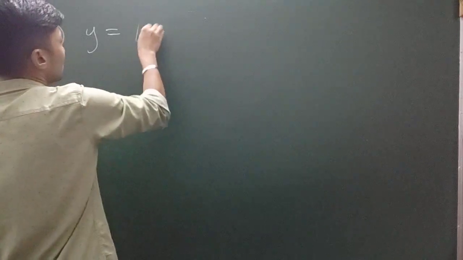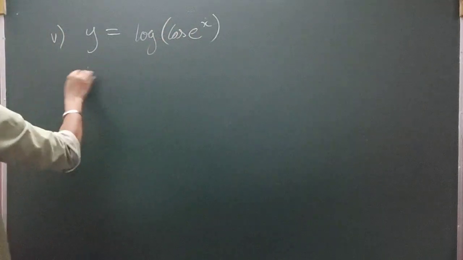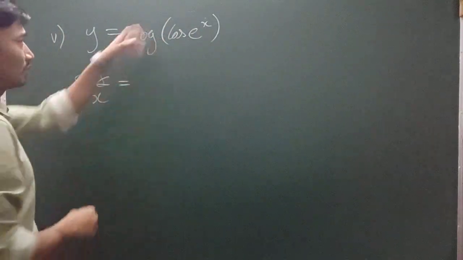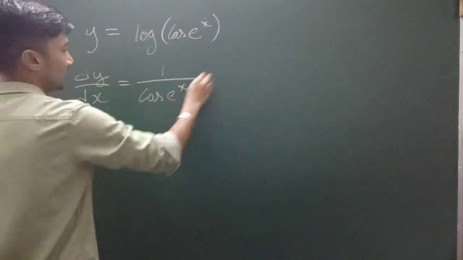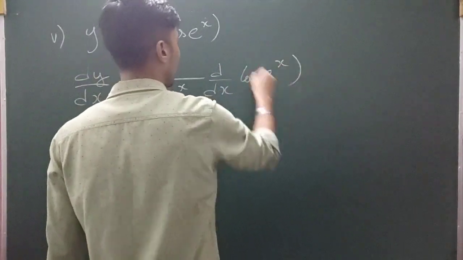Number 5, I suppose. Y equal to log of cos e power x. So again, they're differentiating both sides with respect to x. I'm going to do it directly now. What is differentiation of log x? Log x is 1 by x. But we know chain rule, so that's going to be 1 by cos of e power x.